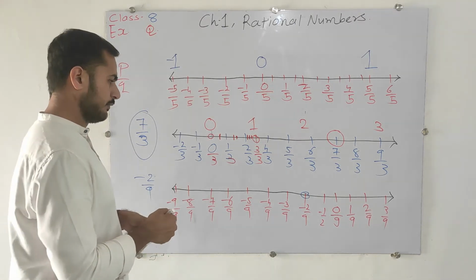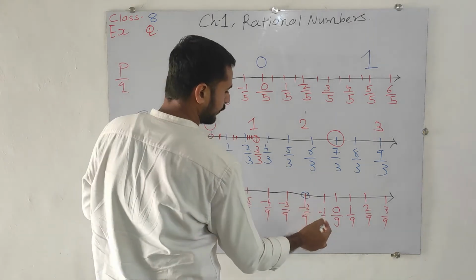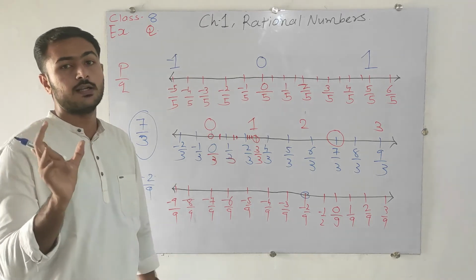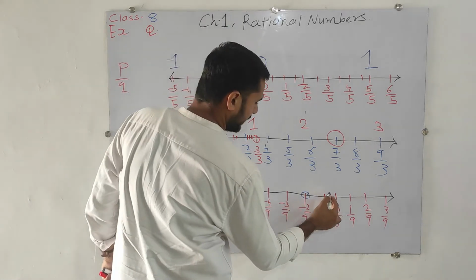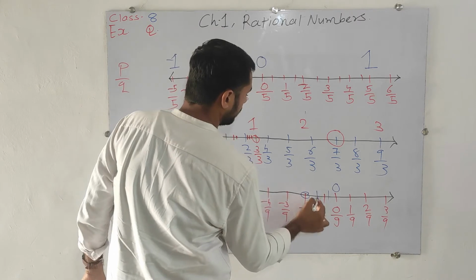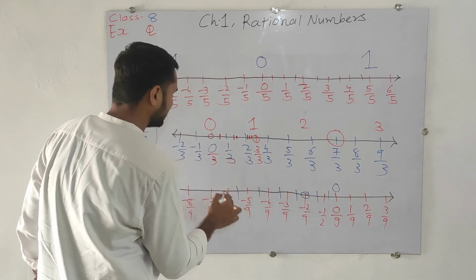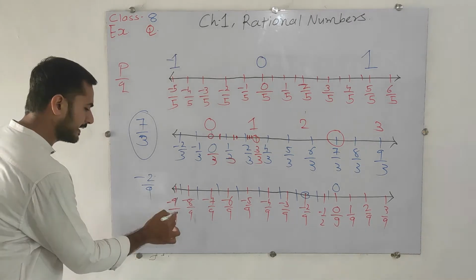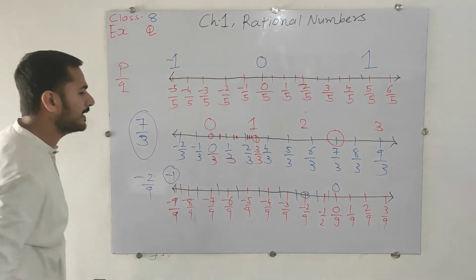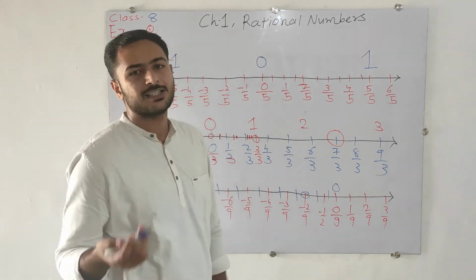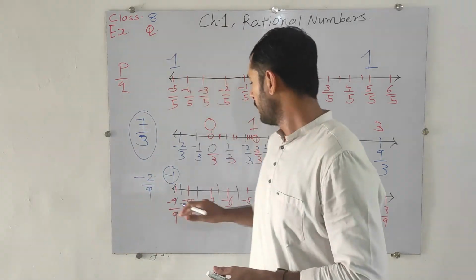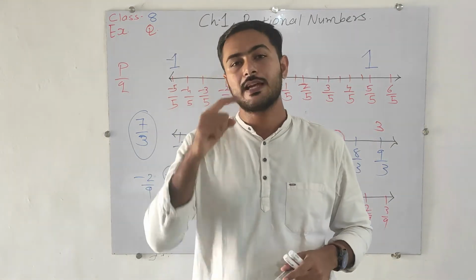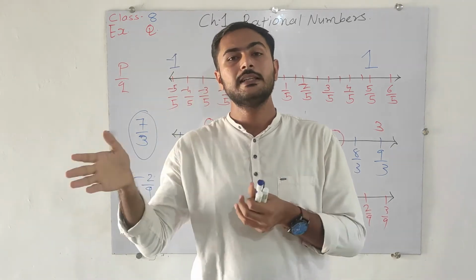Let's check now. We'll start from 0. From 0 to 1 we have to go, and between 0 to 1 there should be 9 parts. Let's check. Here is 1, here is 0. 1, 2, 3, 4, 5, 6, 7, 8 and 9. There are total 9 parts. And this is 1. Yes, actually 9 by 9 cancels, so that will be minus 1. So here is minus 1 and there is 0. In between there are total 9 parts, because we were representing minus 2 by 9 and the denominator is 9. It means we are making the parts by 9, 9, 9.